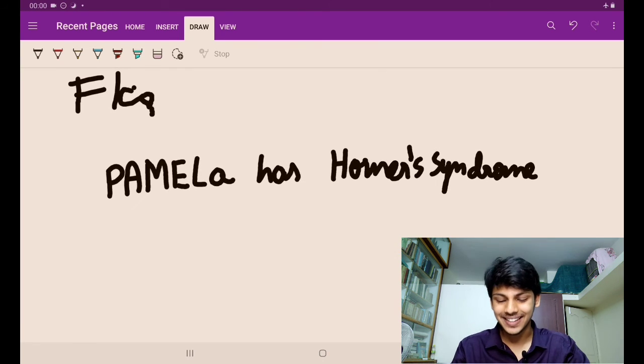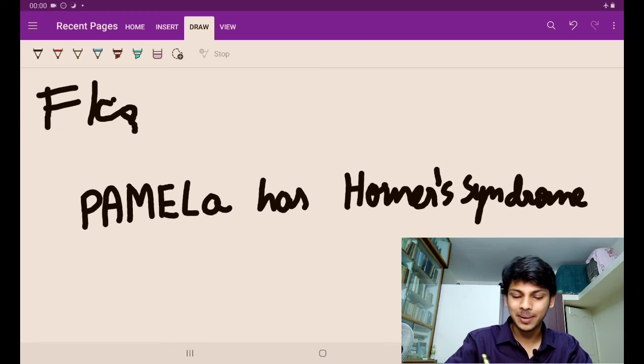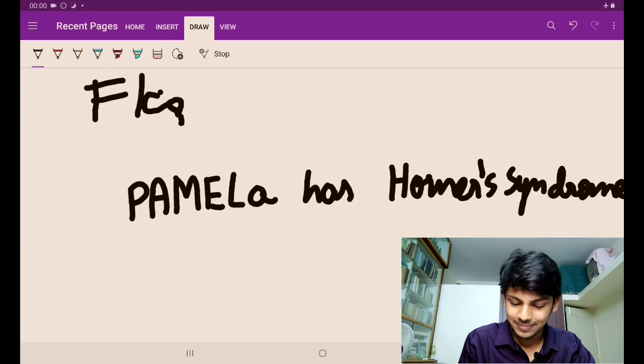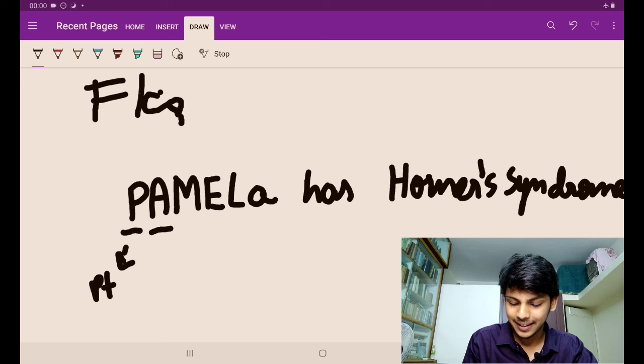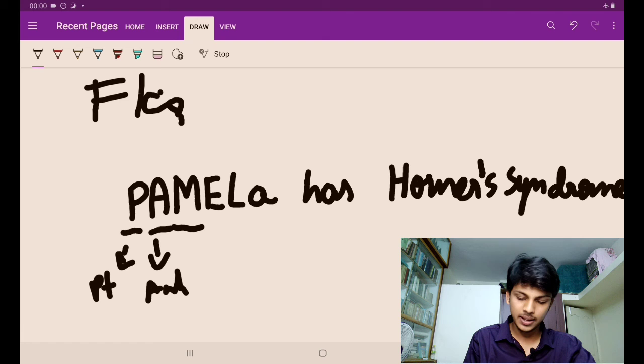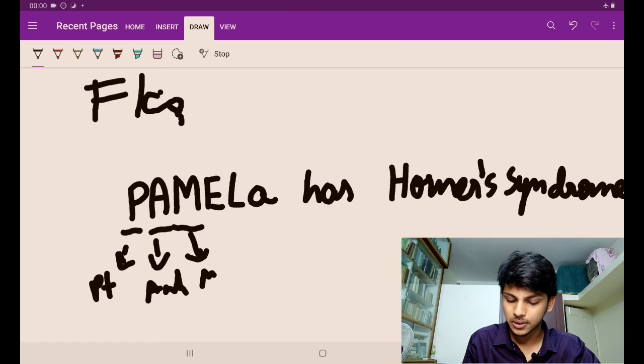Okay, guys, see here. What is Pamela? P is ptosis, the drooping of eyelid. A is anhidrosis, the dryness of the face, and then M is the meiosis. Meiosis is constriction of pupil. E is anophthalmos. L is loss of ciliospinal reflex.